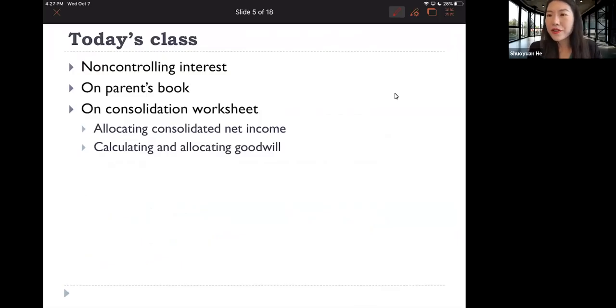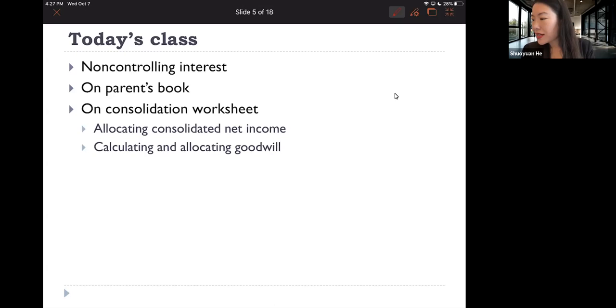So we just did a review of what we talked about in last class. In today's class, we are going to talk about non-controlling interest. Specifically, if the parent has less than 100% ownership of the subsidiary, how to do consolidation under this situation.